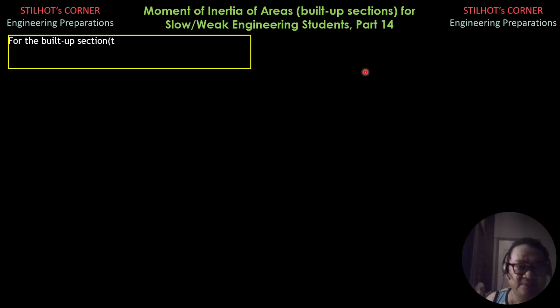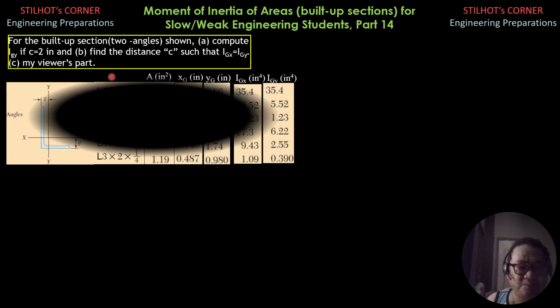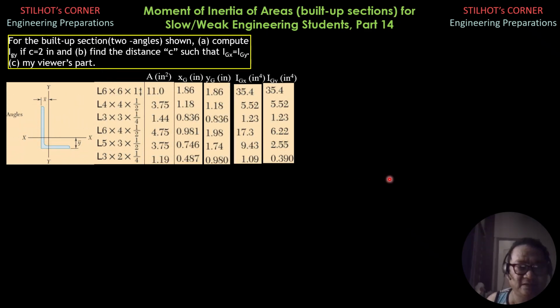For the built-up section, two angles shown. A, compute IGY if C is 2 inches and find the distance C such that IGX equals IGY. Then there will be your part. I will just mention and give you the answers afterward.